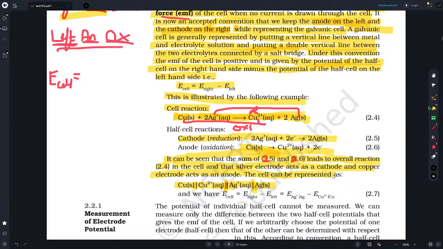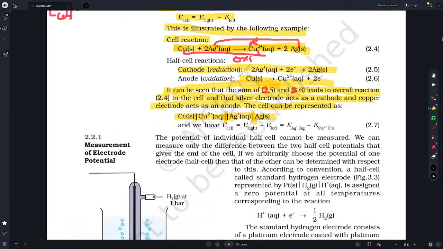The cell can be represented as follows: E cell, the electrode potential of the cell, equals E right minus E left, that is E of Ag+ to Ag minus E of Cu2+ to Cu. Because we are taking only reduction here, where Ag+ is getting reduced and Cu2+ is getting reduced, because standard electrode potentials according to IUPAC are only reduction potentials and not oxidation potentials.